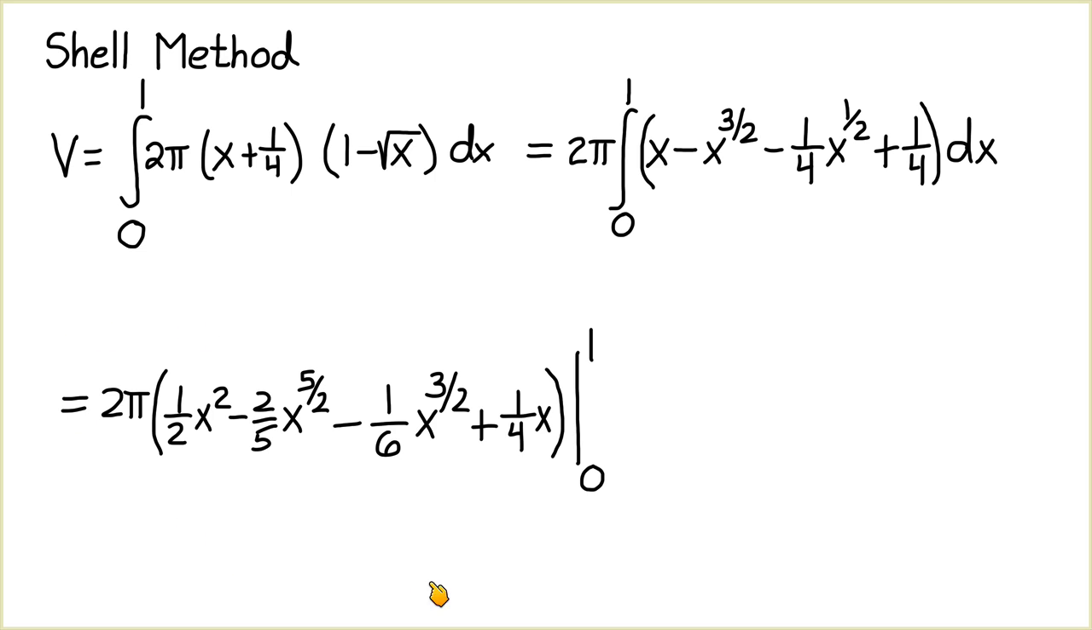Evaluating this expression, we obtain 2 pi times 11 over 60, and this simplifies to 11 pi over 30. So the volume of the solid is 11 pi over 30.